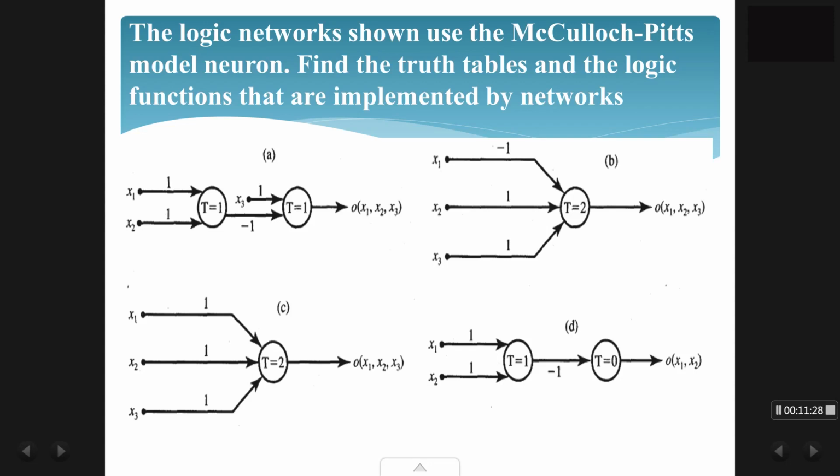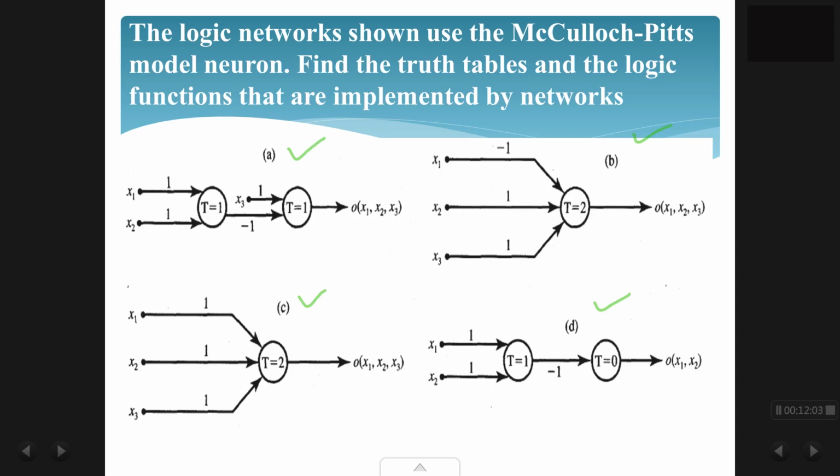After this we have this particular problem which is given to us. The logic networks shown use the McCulloch-Pitts neuron model. Find the truth table and the logic functions that are implemented by these networks. There are 4 networks which are given: A, B, C, D. Each of them is different. Each of them has 3 inputs. So you have to find out the outputs as we have solved the previous 2 problems. I expect you all to solve these problems and then send me the answers.